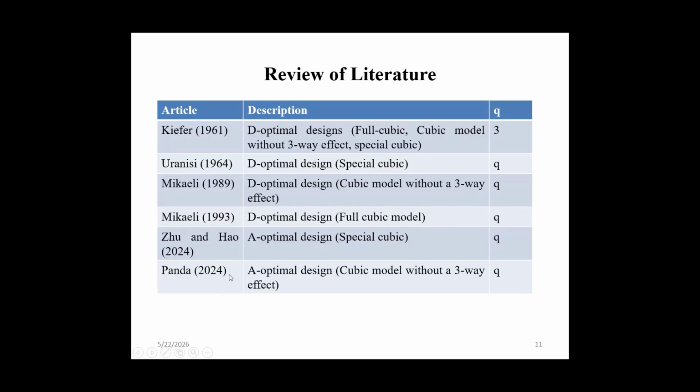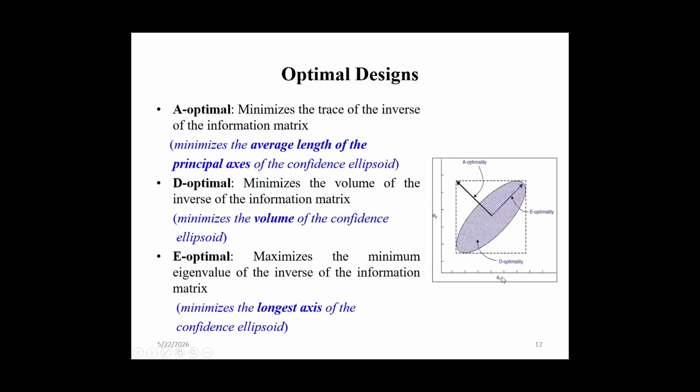And Panda 2024 obtained the A-optimal design for the cubic model without the three-way effect when the mixture contains q number of components. So let us try to understand these different types of optimal design. Though I have only considered three types of design, we have the alphabetical designs like A-optimal, D-optimal, and E-optimal. So what does the A-optimal design do?